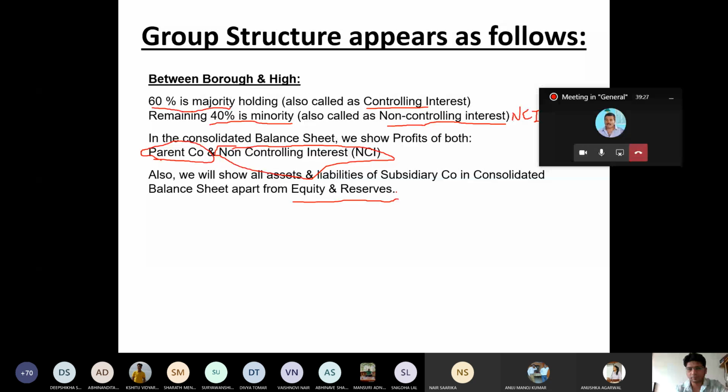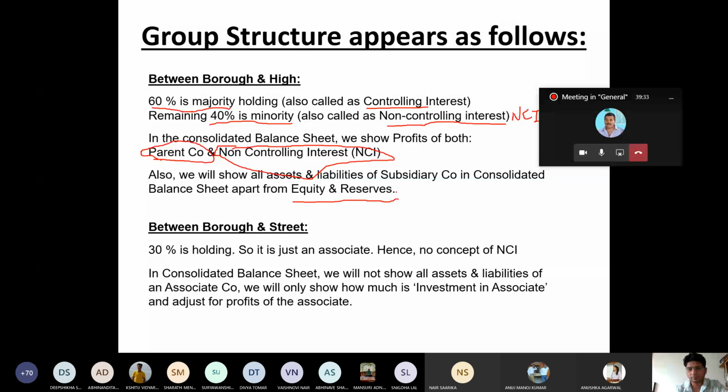Now, what is the group structure between Burrow and Street? Burrow is only holding 30%. So Street is just an associate. It is just like a normal investment. So there is no control. If there is no control, there is no concept of NCI. So in the consolidated balance sheet, we will not show assets and liabilities of the associate company. We will only show how much investment my parent company has made in the associate. That's it.